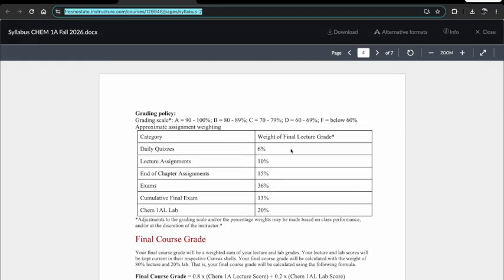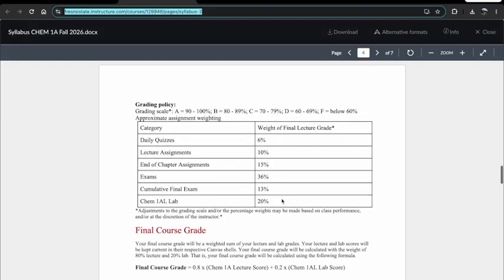So for example, if I can't make it to class one day and we miss a daily quiz, that'll change this number ever so slightly, but this is approximately what it's going to be. Importantly, your final grade in the course is a combination of your lecture score and your lab score. So your final Chem1A grade will be 80% your lecture score and 20% your lab score, calculated using this formula here, okay?